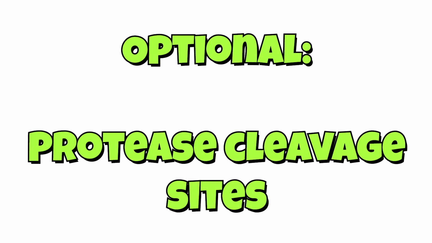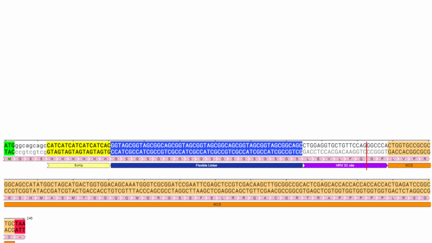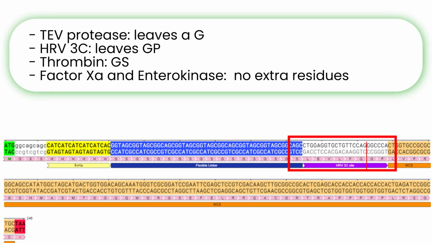If you want a protein as close as possible to its native state, after purification you can add a protease cleavage site between the tag and the protein. Common choices are: TEV, which typically leaves a single glycine. HRV3C, which leaves glycine-proline. Thrombin, which leaves glycine-serine. Factor Xa and enterokinase both remove the tag without leaving extra residues. Choose based on your downstream application.